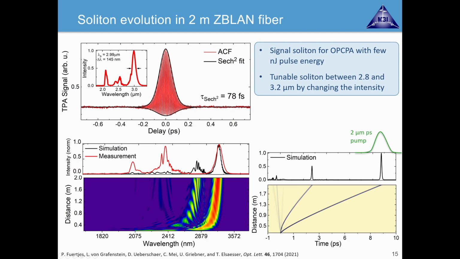So from this, I can say that we now use this signal soliton for our OPCPA with a few nanojoules of energy. This is much more than other systems have; other systems sometimes start with picojoule pulse energies. And the nice feature also is that this soliton is tunable. We can tune it between 2.8 and 3.2 micrometers just by changing the intensity inside the fiber.